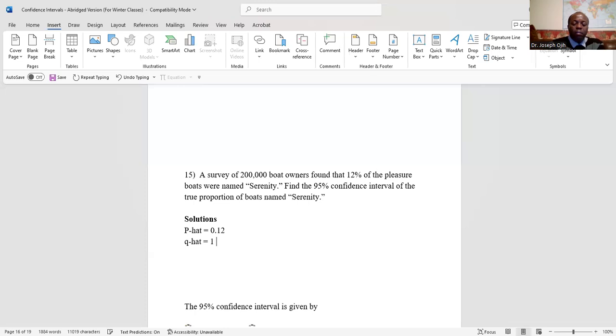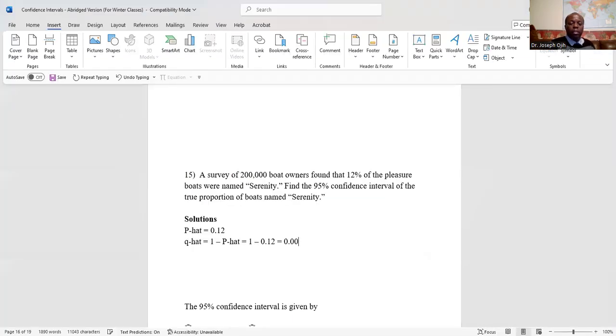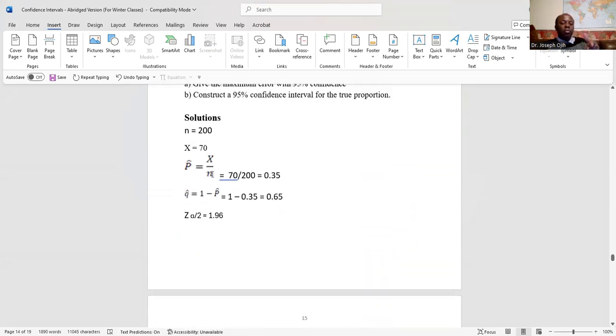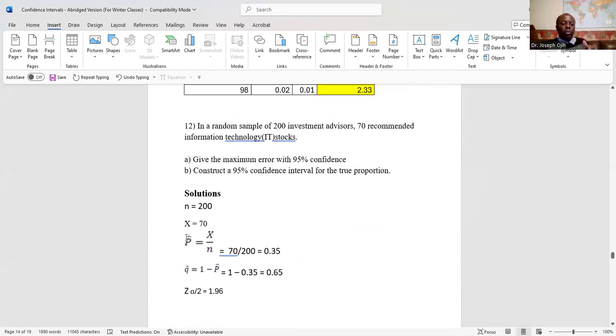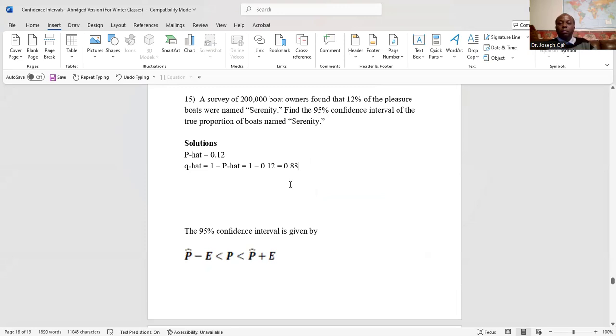Q hat equals 1 minus p hat, which is 1 minus 0.12, and from the calculator we get 0.88. So now you use it to perform. Instead of using p hat equals x over n and calculating it by yourself, you just put p hat equals 0.12 and q hat equals this, and then do the same process again.